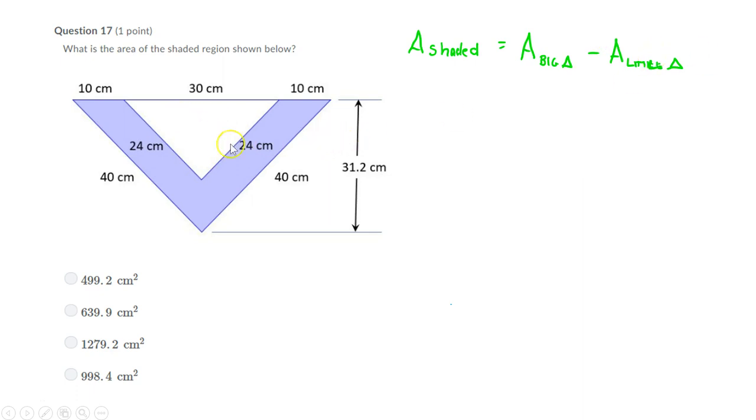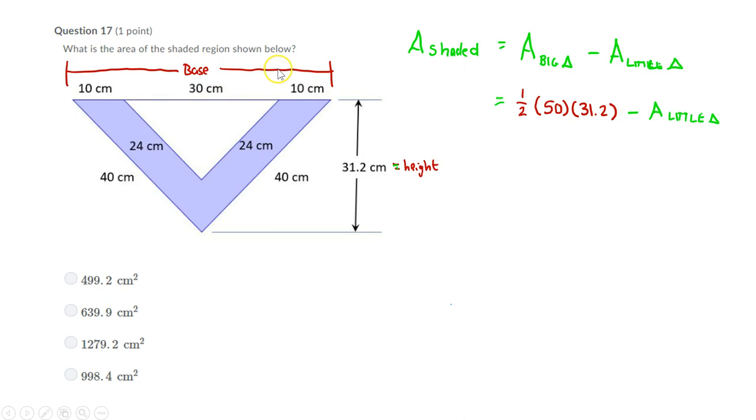Now, for the big triangle, it's pretty nice. This is kind of being shown. It's perpendicular to this here. So if I treat this as the base of the bigger triangle, the 10, 30, and 10, this base is 50 centimeters. The height is 31.2, and the area is 1/2 the base times the height for a triangle. So 1/2 times 50 times 31.2 would give me the area of the big triangle. I want to subtract away the area of the little triangle, so I have to find that. I know its base is 30 centimeters. I'm not really given its height.